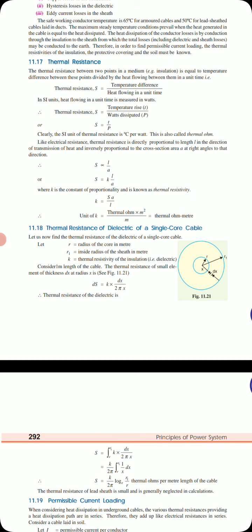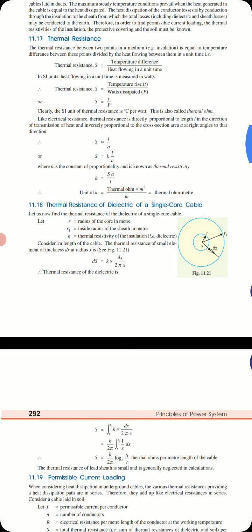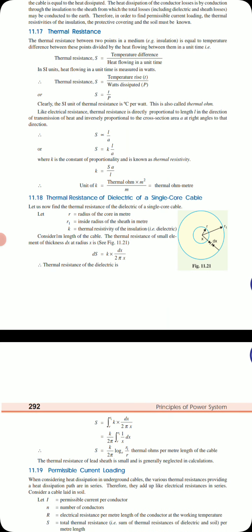Now consider 1 meter length of the cable, and the thermal resistance of a small element of thickness dx at radius x. You can see a small element dx is chosen at radius x away from the center. The thermal resistance of that small element is given by ds is equal to K into dx by 2 pi x. Here ds is K, the proportionality constant, that is the thermal resistivity, into length.